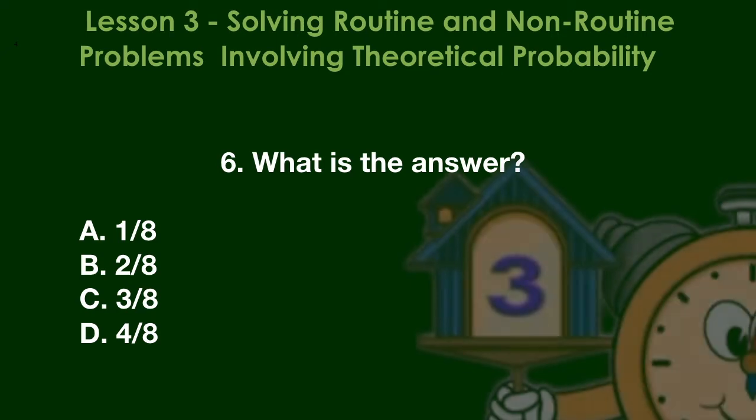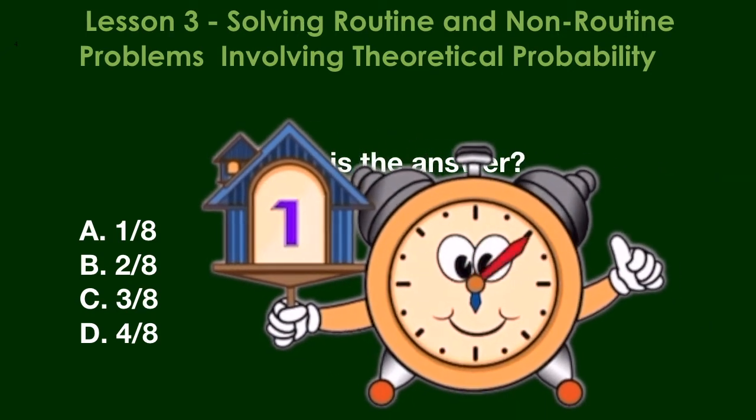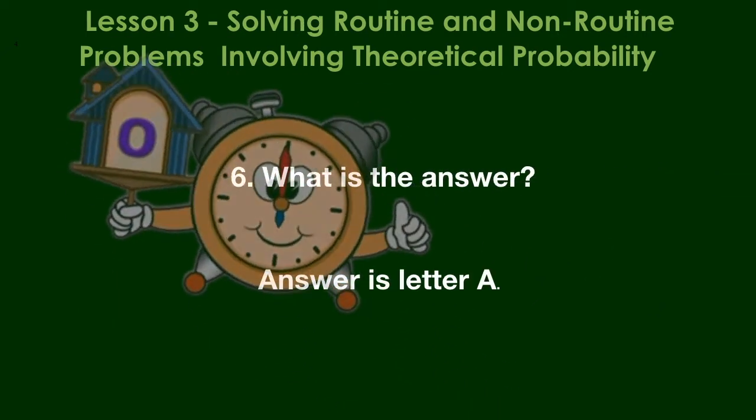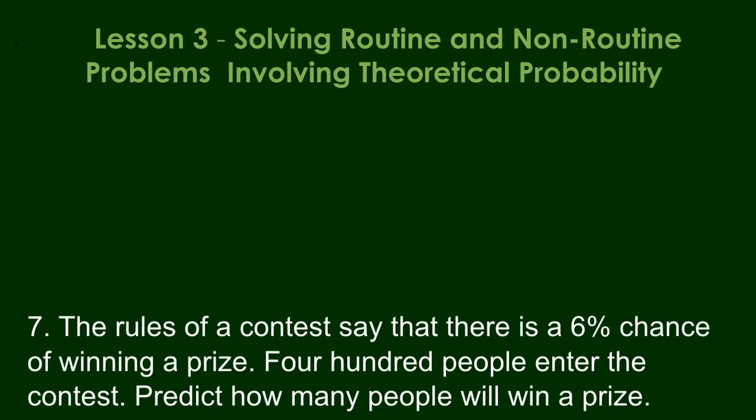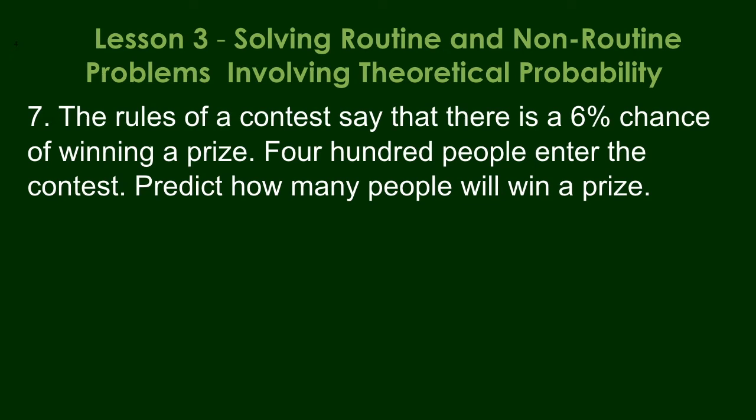Timer starts now. Time is up. The correct answer is letter A, 1 over 8. Next, number 7. The rules of a contest say that there is a 6% chance of winning a prize. 400 people enter the contest. Predict how many people will win a prize.